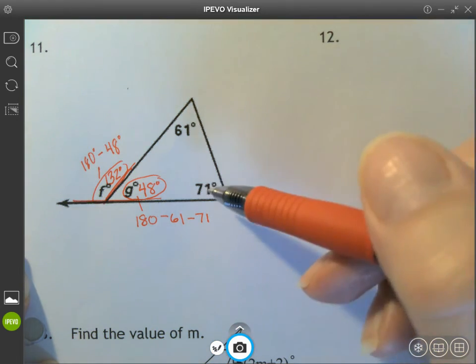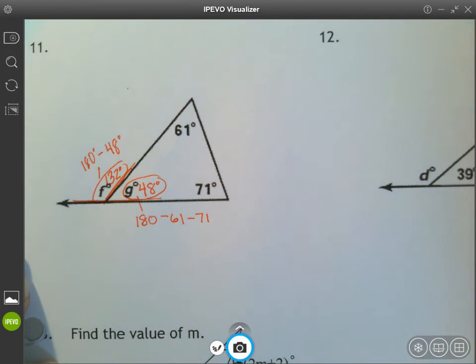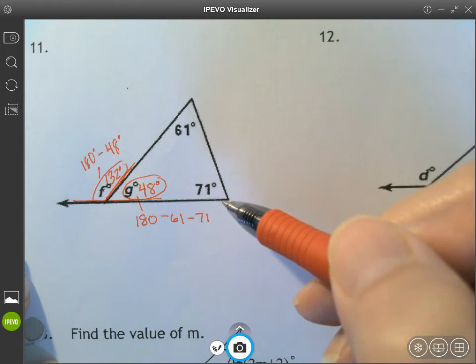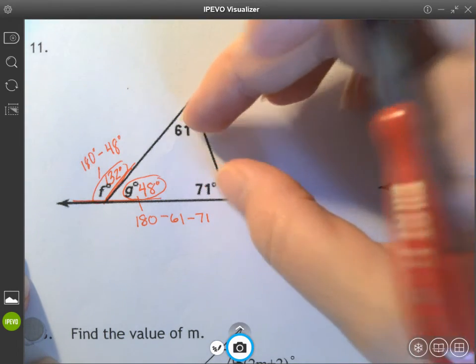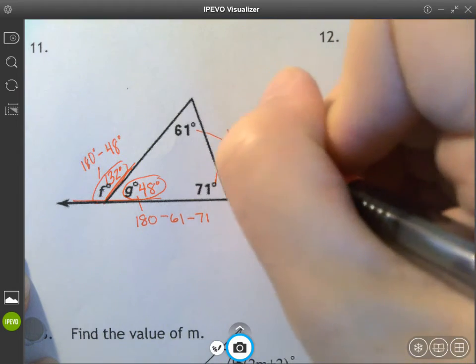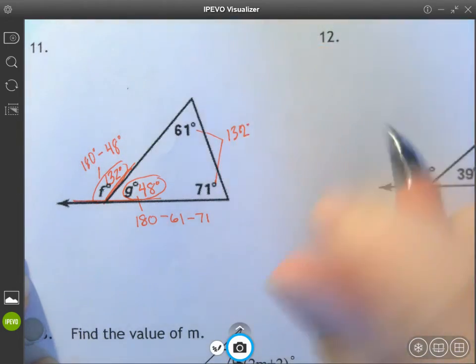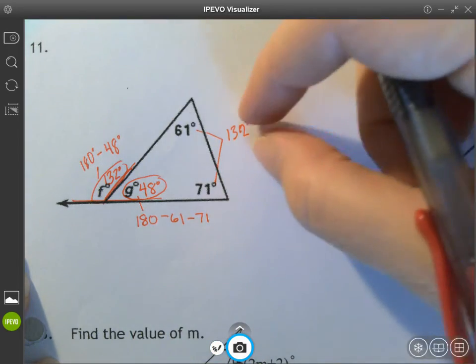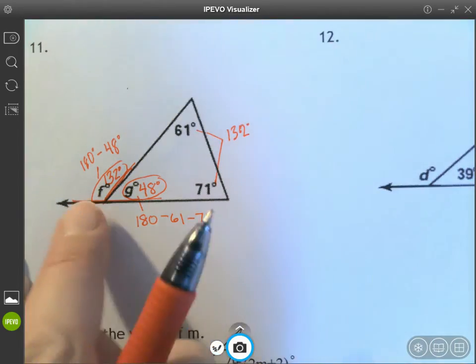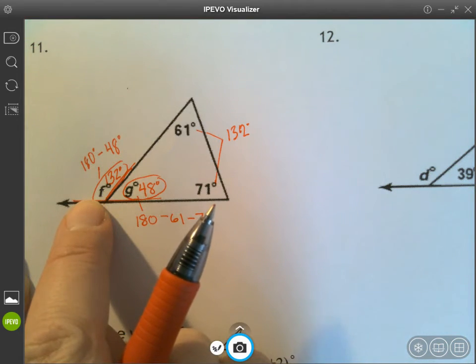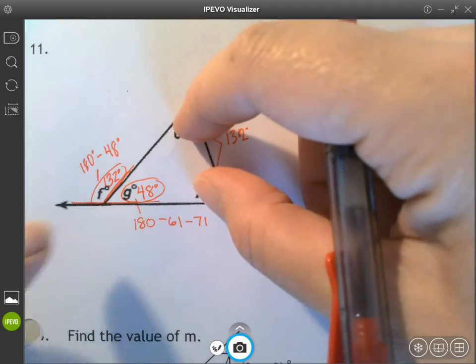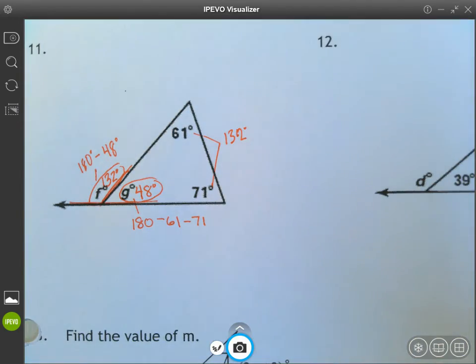Now, just do me a favor. Add up 61 and 71. What do you get? 132. Guys, if the triangle has a sum of 180 degrees, these two, whatever these add up to, 132 degrees, the rest of it to get 180 would be supplementary. Well, these two are supplementary because it's a line. So if that's 48, that's 132. So that's the relationship, that these are equivalent to this guy when you add them up. Okay, so a little extra there.